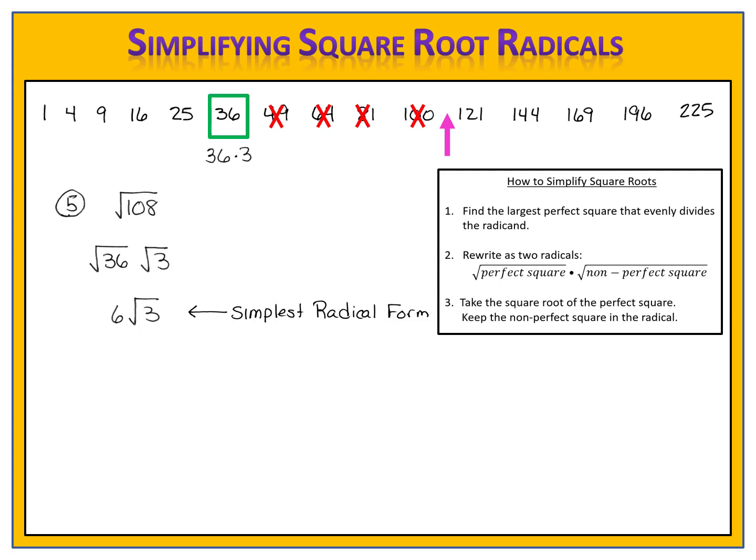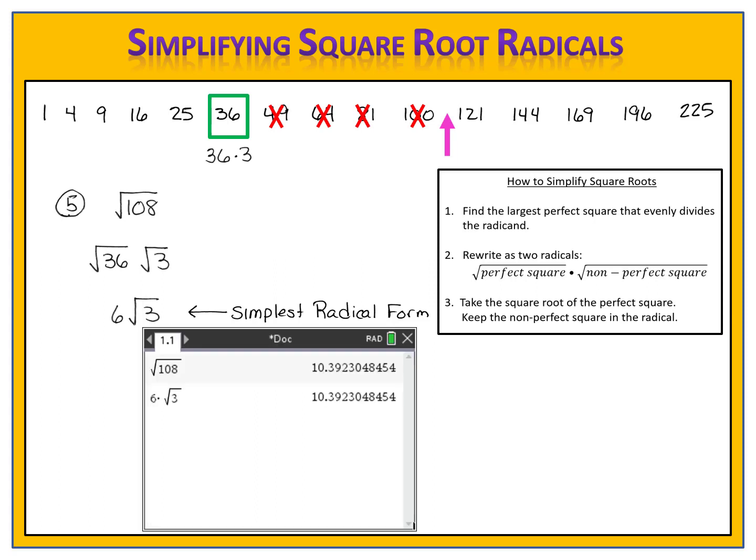We can verify that these expressions are equivalent by typing them into our calculator and comparing the decimal approximations. If the decimal approximations are the same, then the expressions are equivalent.